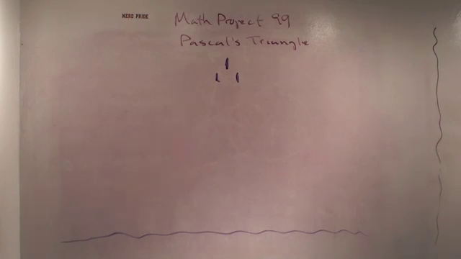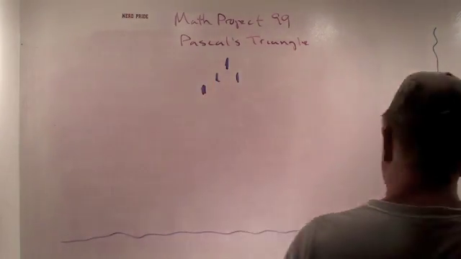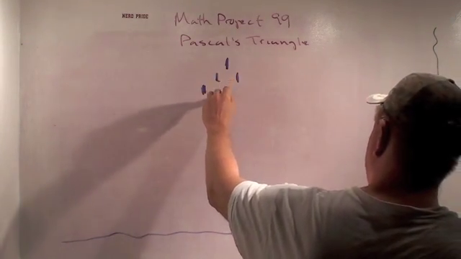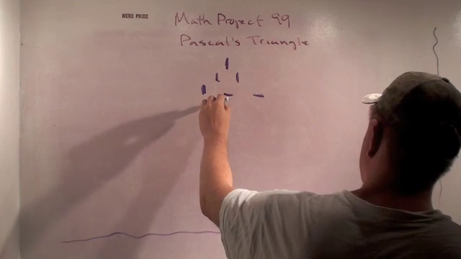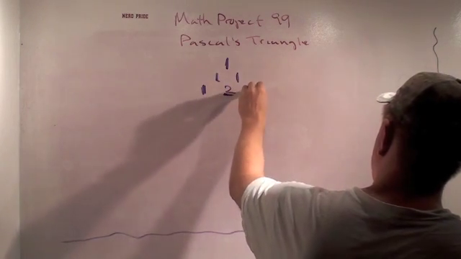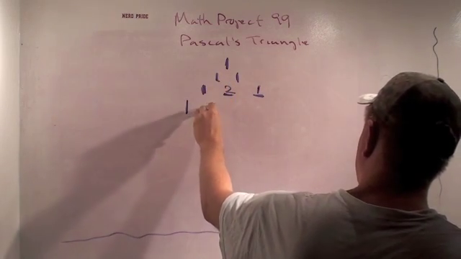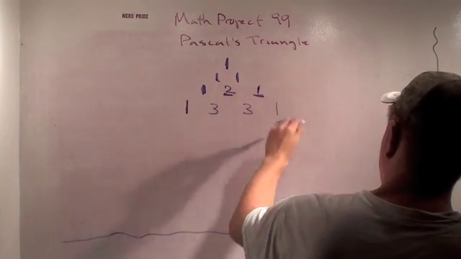And the rule for making Pascal's triangle is every next row starts with a 1, and then from then on you add the two numbers that are directly above the next spot you're going to make. So 1 plus 1 is? 2. 2, and then it ends with a 1. Okay, so it starts with a 1, then 1 plus 2 is? 3. 2 plus 1 is? It's 3. Then we end with a 1.